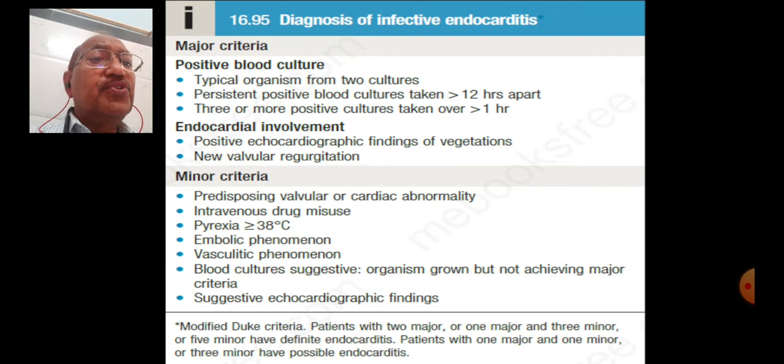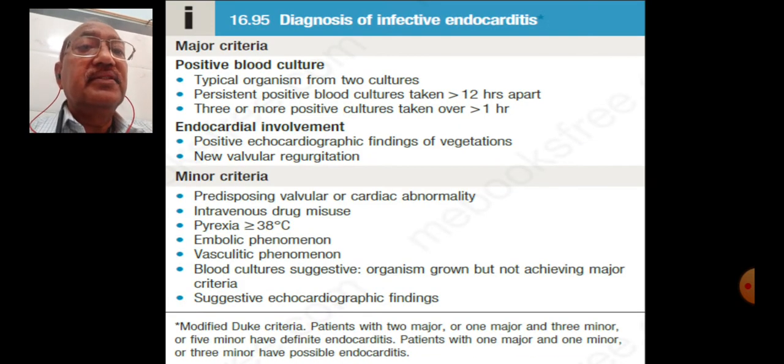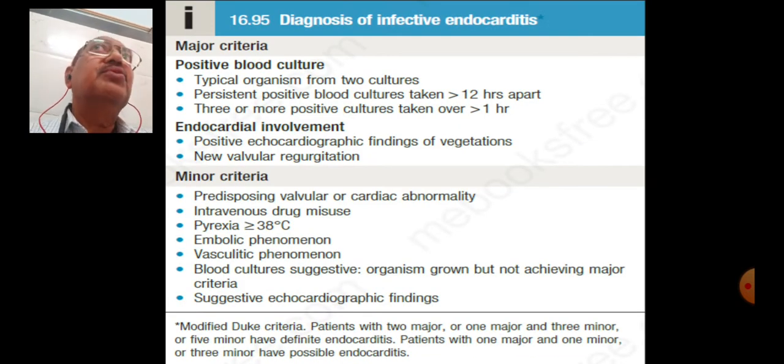So patients with 2 major, or 1 major and 3 minor, or 5 minor criteria have definite endocarditis. You have to have 2 major, or 1 major with 3 minor, and if you consider only minor criteria, then there should be 5. So these 3 categories have definite endocarditis. And a patient with 1 major and 1 minor, or 3 minors, has a diagnosis of possible endocarditis.